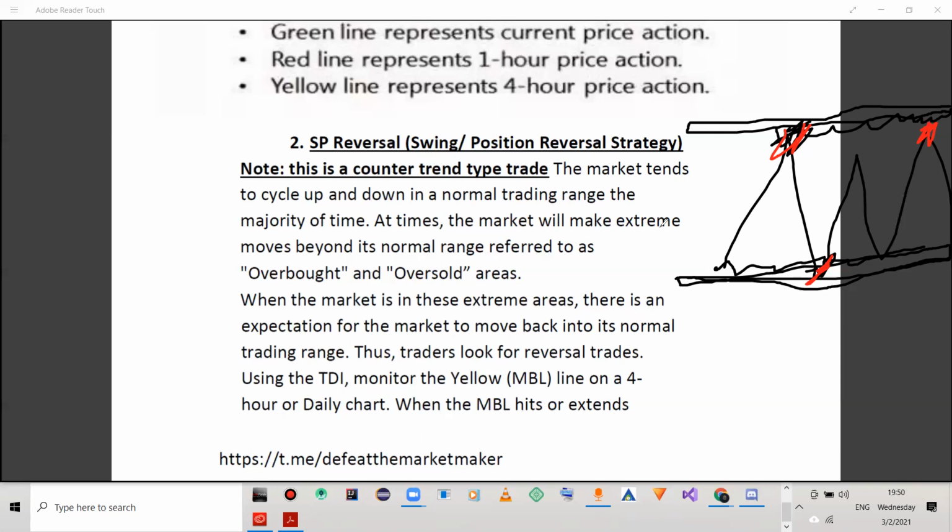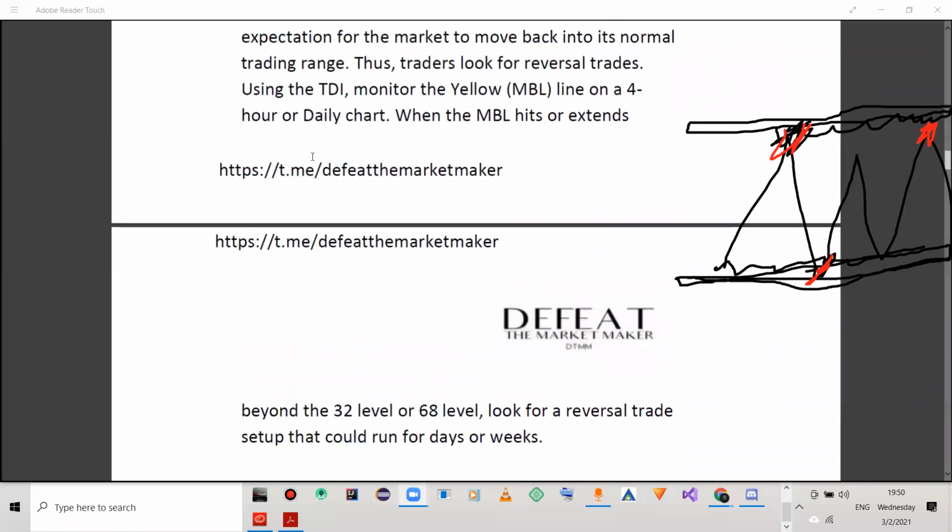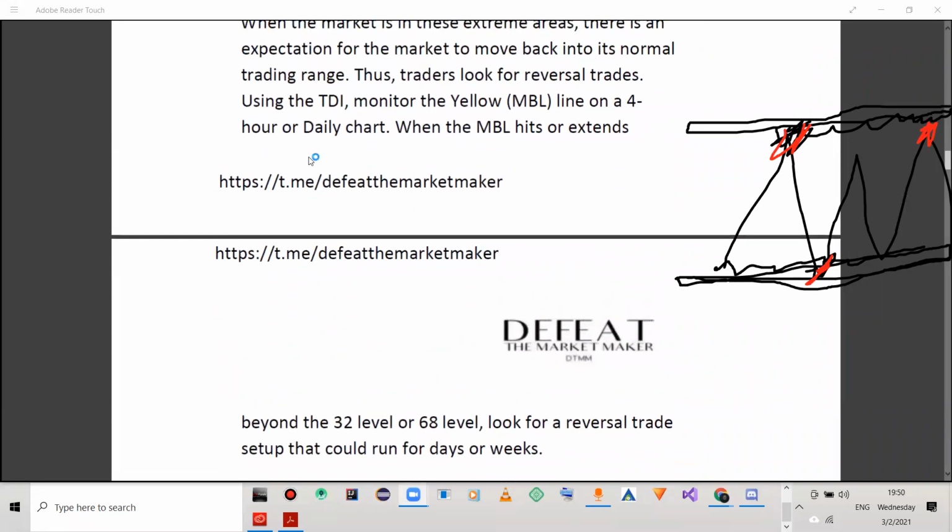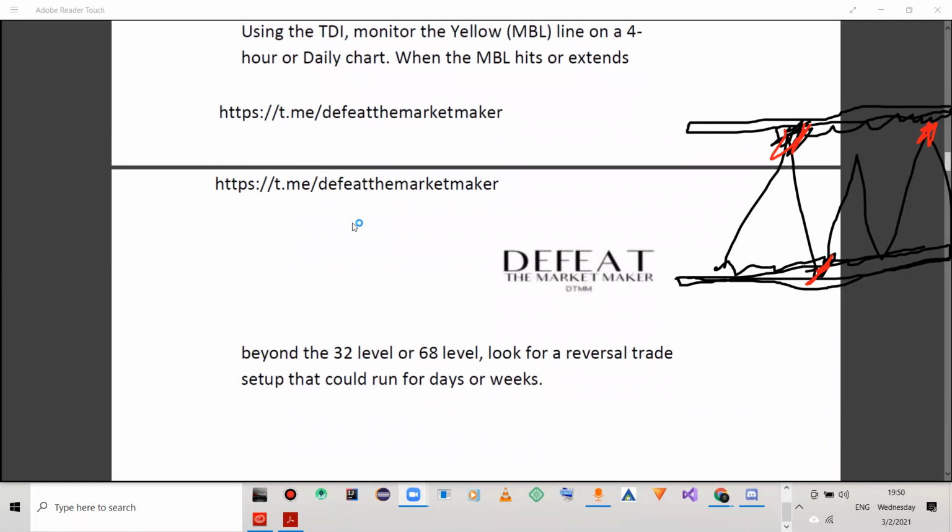You need to monitor the yellow market baseline on the 4-hour chart or the daily only. When the market baseline, that's the yellow line, hits or extends beyond the 32, being the lowest extreme, and/or the 68 level, being the highest extreme, these are the extreme levels we're talking about here. The 68 being the resistance, and the 32 being the support.